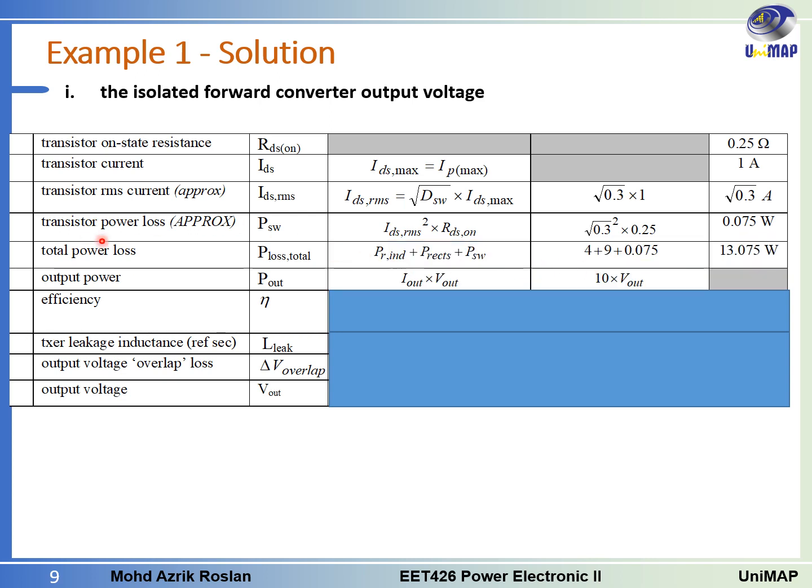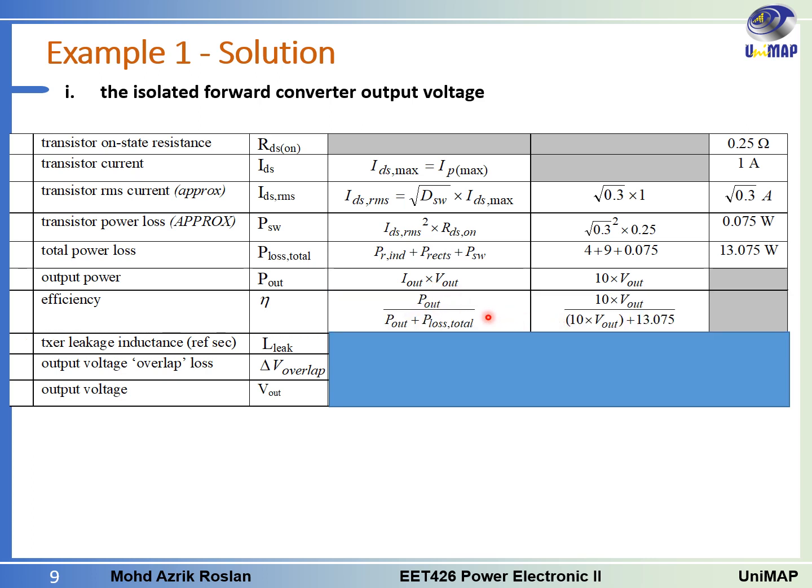And then we have the total power loss equal to the power loss due to the inductor resistance, due to the rectifier, and due to the switch. We have 4 plus 9 plus 0.075, and the total power loss is 13.075. And then we have the output power. Output power is equal to I out multiplied by V out.